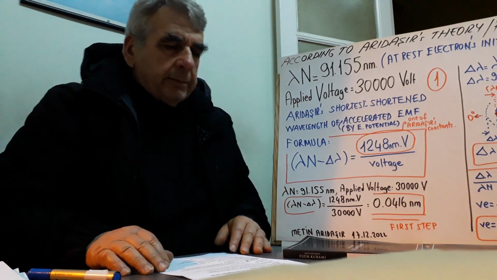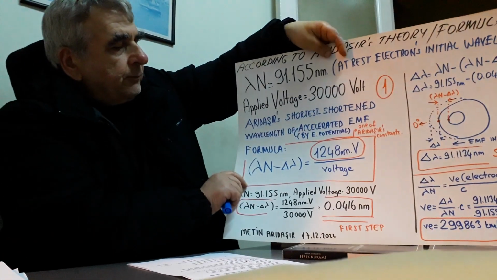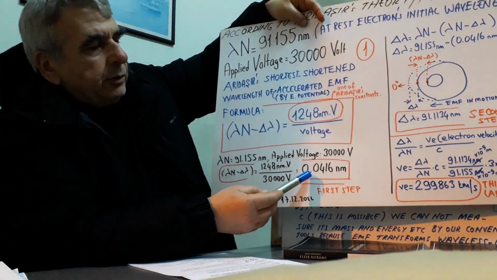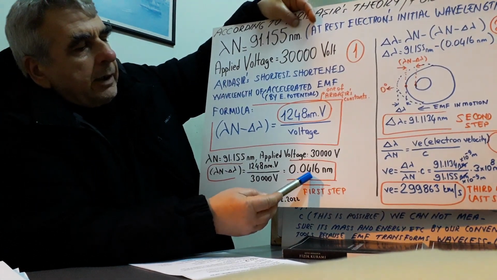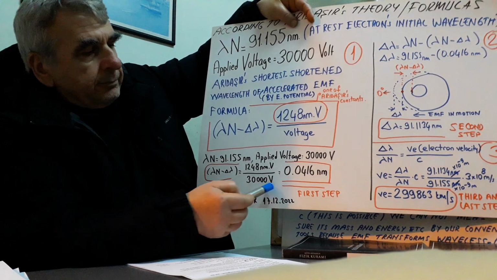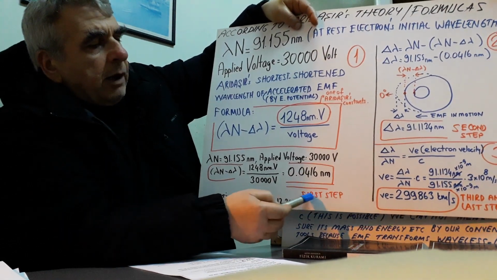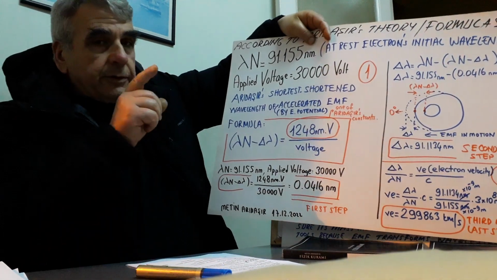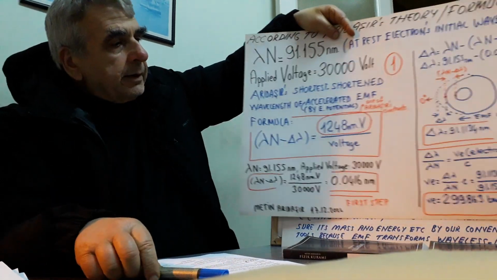This is the first step. Then we find lambda normal minus delta lambda is equal to 0.0416 nanometer. Yes, we managed the first step. This is so important.